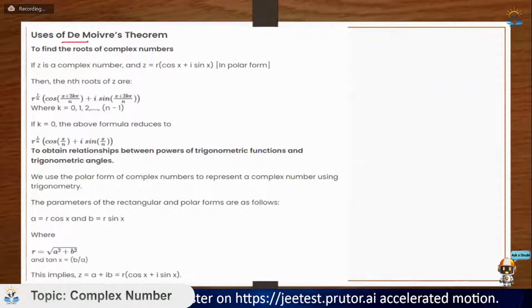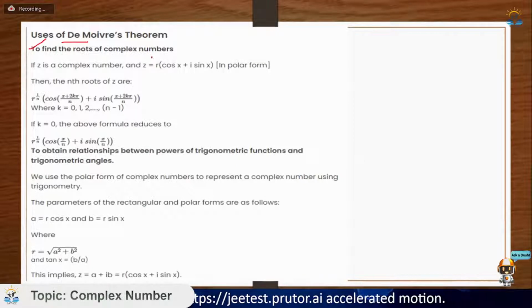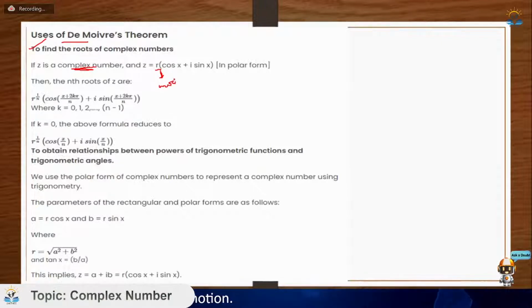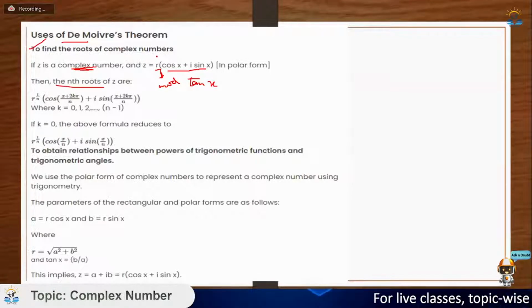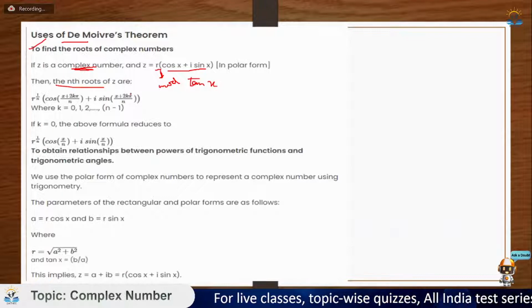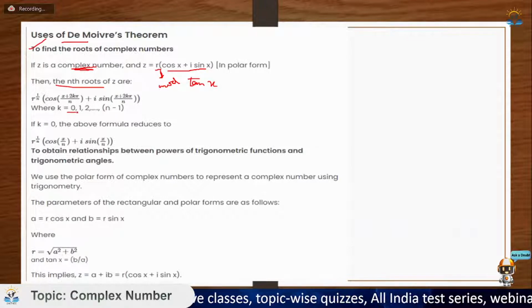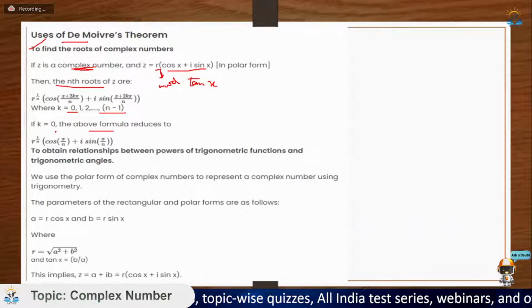Now coming on to uses of De Moivre's theorem. The first use is to find the roots of complex numbers. Let's say some complex number is given to me and I have written it in the form r cos x plus iota sin x, where r represents the modulus and x is the angle. To get the nth roots of z, we will basically raise all these things to the power 1 by n. So we will get r power 1 by n into cos of (x plus 2k pi) upon n plus iota sin of (x plus 2k pi) upon n, where k will go from 0 to n minus 1. So learn this formula. This is actually very important.